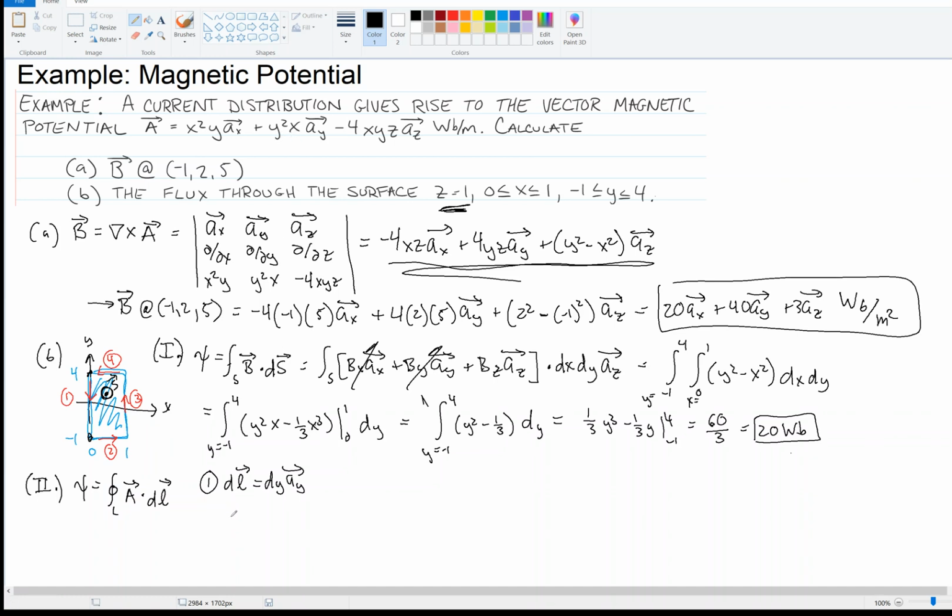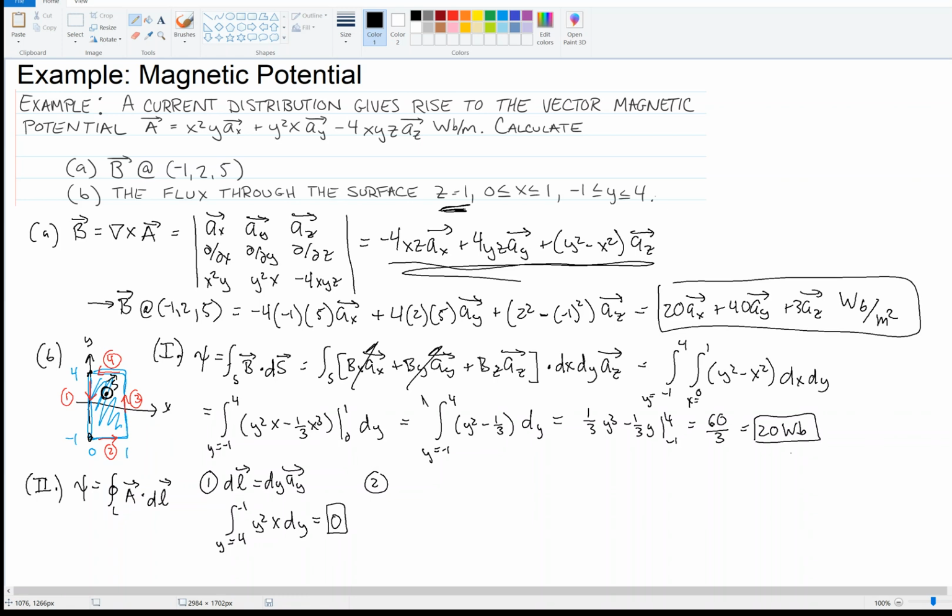So this integral reduces to y going from 4 to -1, the direction matters, of y squared x, which is the y component of A, dy. Actually, since x is a constant on segment 1 and x is being held at 0, this just integrates to 0. That's because x is 0 on that segment.